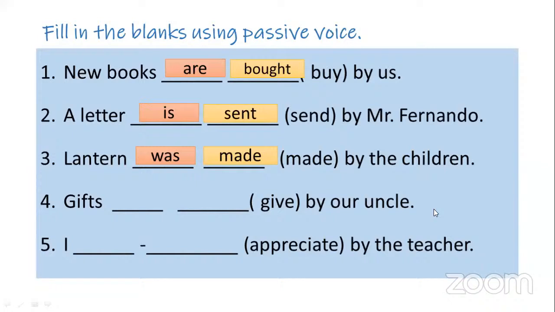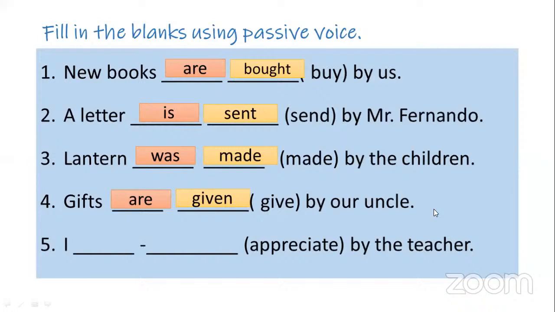Next one, give. The verb give is a present tense verb, so we have to use am, is, are. Gifts is a plural noun, so we use are. And the past participle form of give is given. Gifts are given by our uncle.